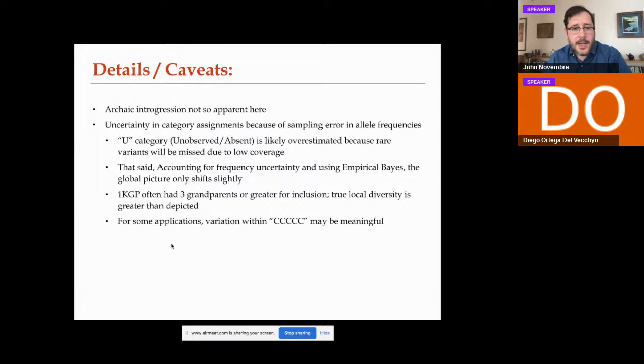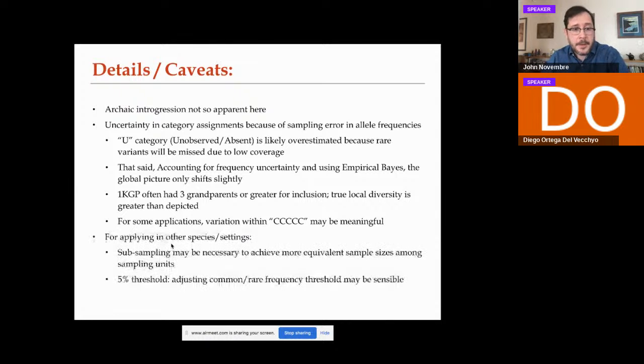And then, for some applications, this CCCC category, which is encompassing many variants, has meaningful variation. A lot of the early structure plots and so on are done with common variants on arrays that are largely this type of variant.